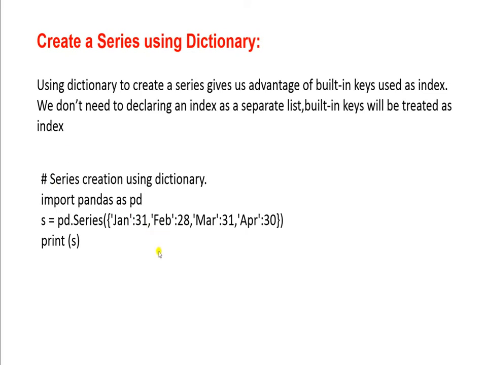Now we print this series. It will display output like this. In this series you can see in place of index values it is displaying January, February, March and April. These are the key values of this dictionary. So there is no need to pass an index. It automatically generates the index according to the key values.